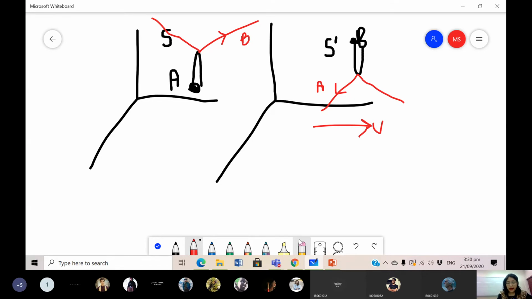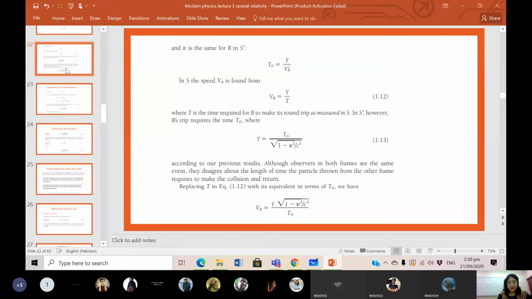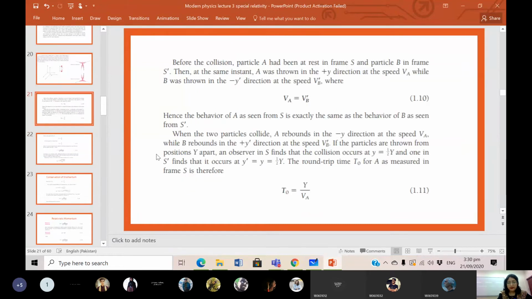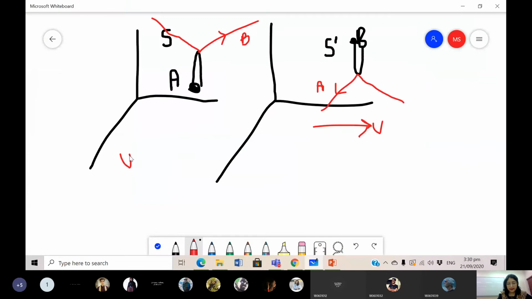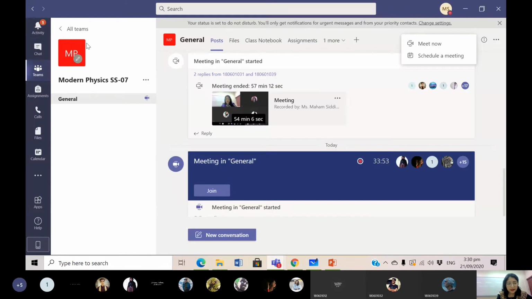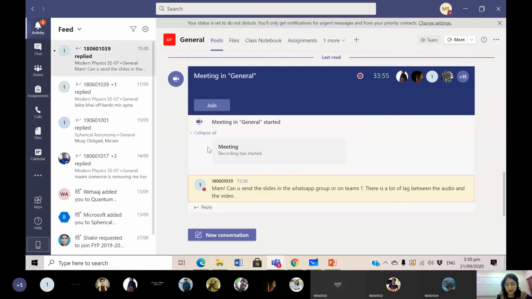Okay, now we said that there are two equations we want, where we're saying that VA equals VB dash because it's an elastic collision. So our condition is that VA, which is the velocity of A as seen from S, this is what velocity? Anyone tell me?